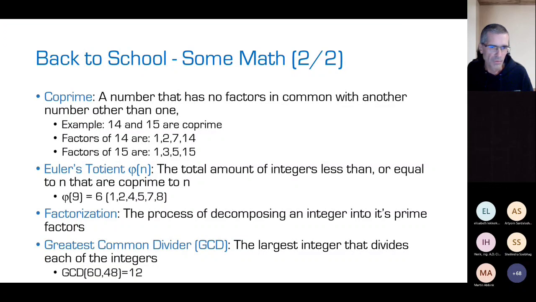The greatest common divisor means the largest integer that divides each of the integers. So here we have the GCD of 60 and 48 is equal to 12, meaning that 12 is the largest integer that divides both numbers. What this is used for will be explained at the end of the presentation.